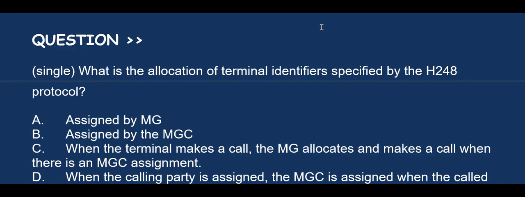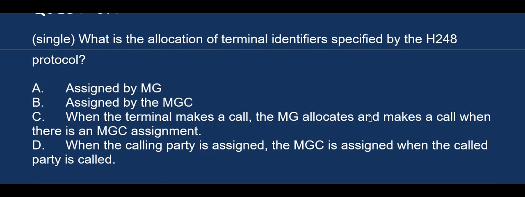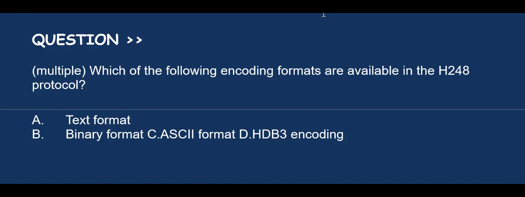Option B is correct. Next one, what is the allocation of terminal identifiers specified by the H248 protocol? Options are, option A assigned by MG, option B assigned by MGC, option C when the terminal makes the call, the MG allocates and makes a call when there is an MGC assignment. Option D, when the calling party is assigned, the MGC is assigned when the called party is called. Option A is correct.